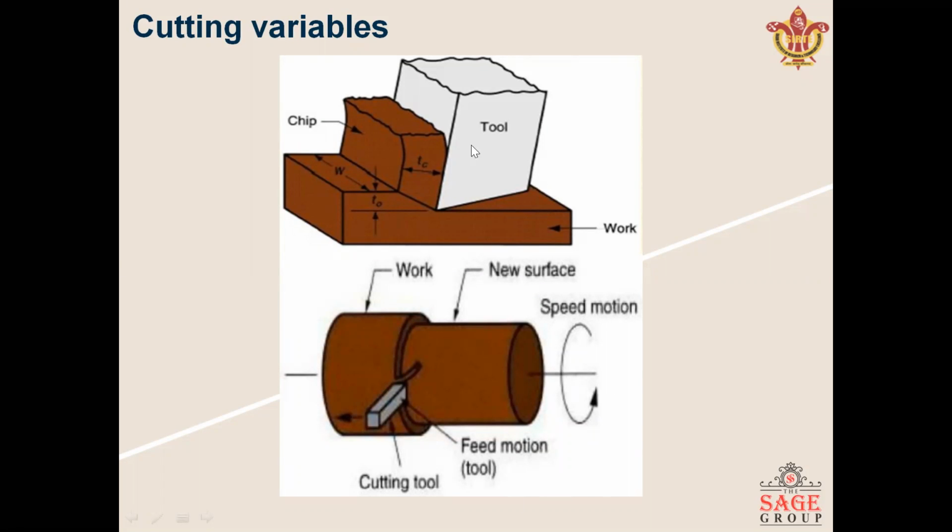As this is the example of a lathe machine, in each and every machining process, either it is milling, boring, drilling, and the number of machining processes we have, in each and every machining process, the cutting variables are very important.